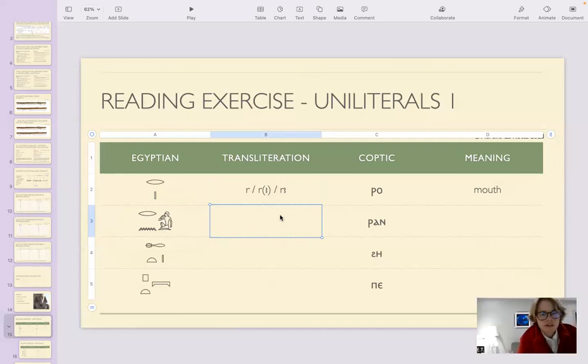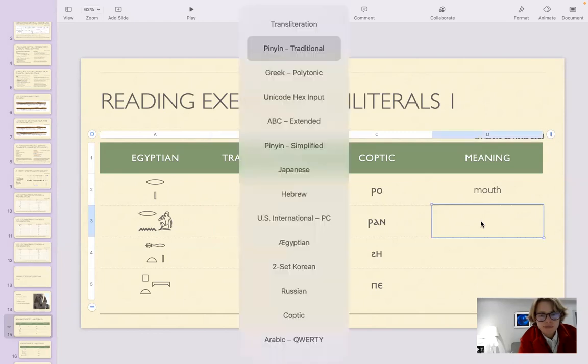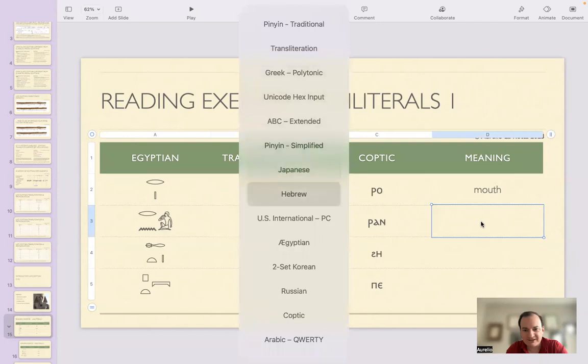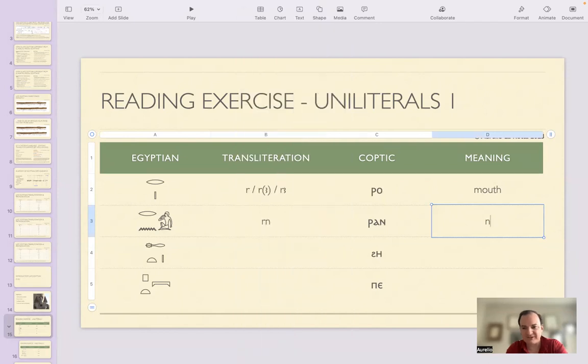So that is Ren, RN, transliteration, Coptic Ran, and it means name. That is 100% correct. Let's see. Can I actually add the transliteration? So yeah, it's name. How is it put together?